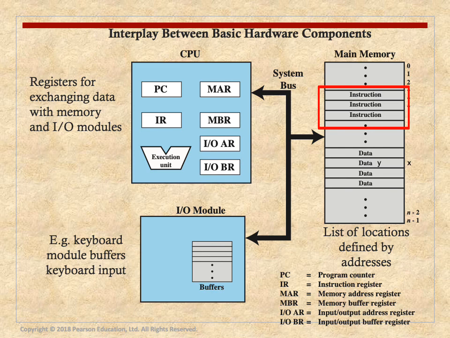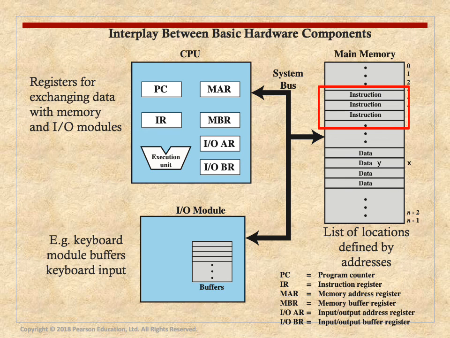The locations can store applications or data, and we know that an application consists of a number of instructions. In the red box, we see a list of instructions that may correspond to a program or an application. Now we will have a look at the CPU. Via the system bus, it has access to the main memory, so it can load and store instructions or data.